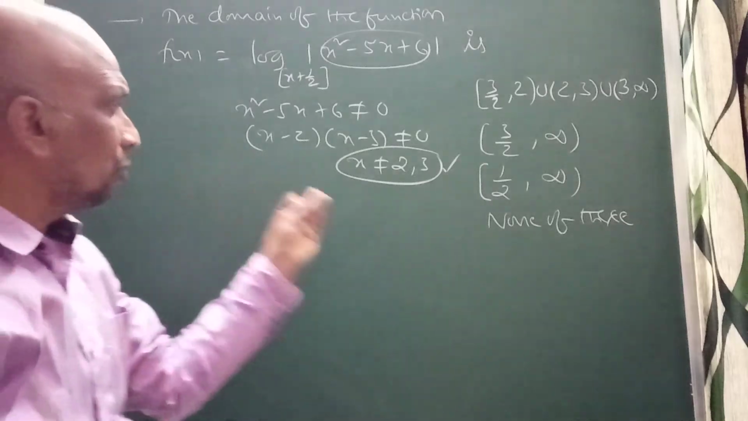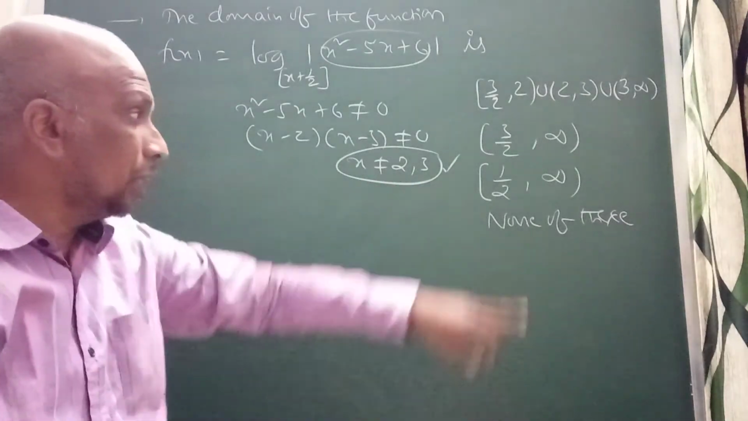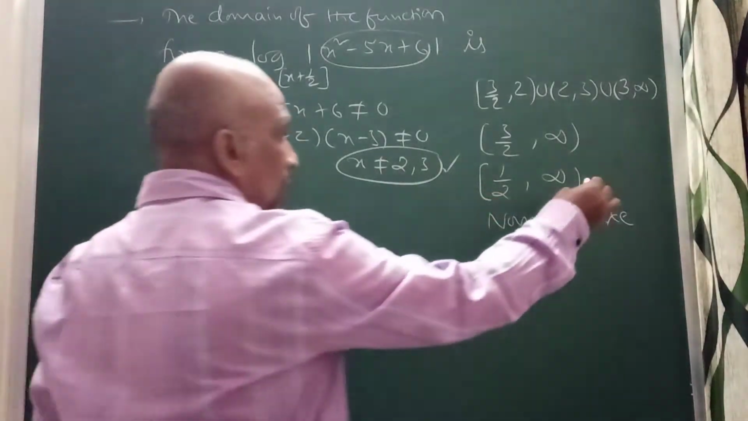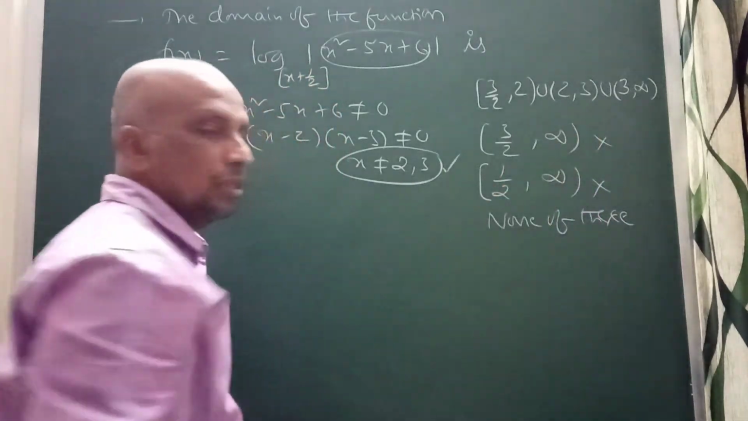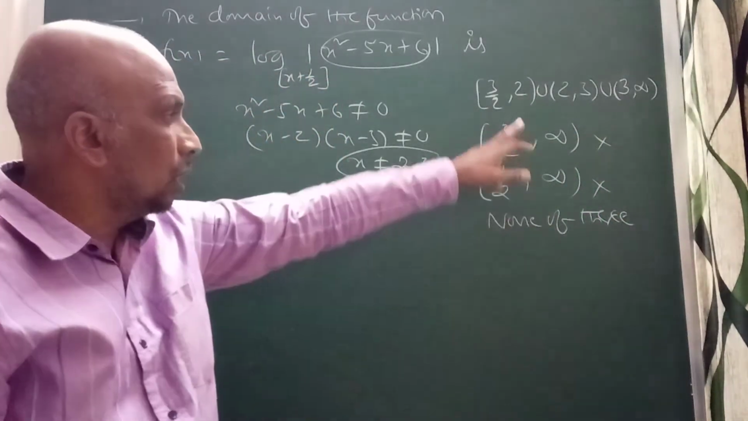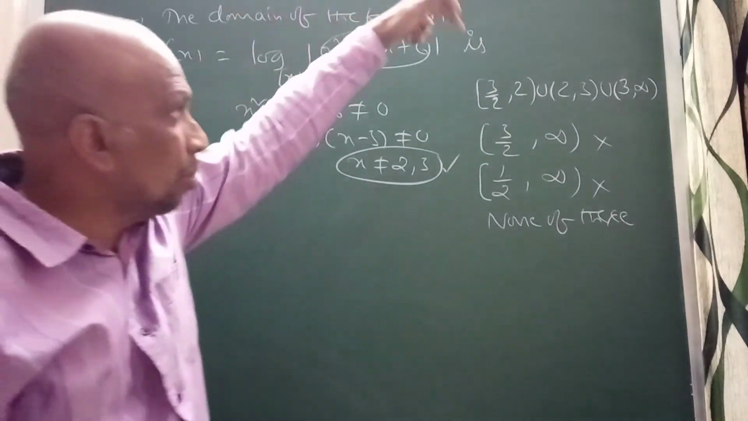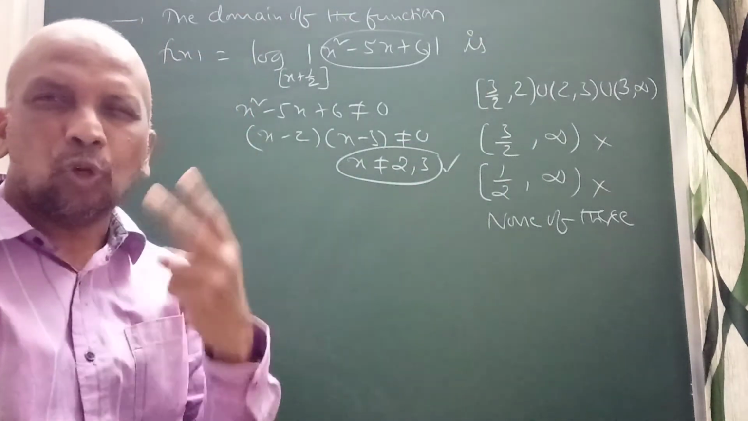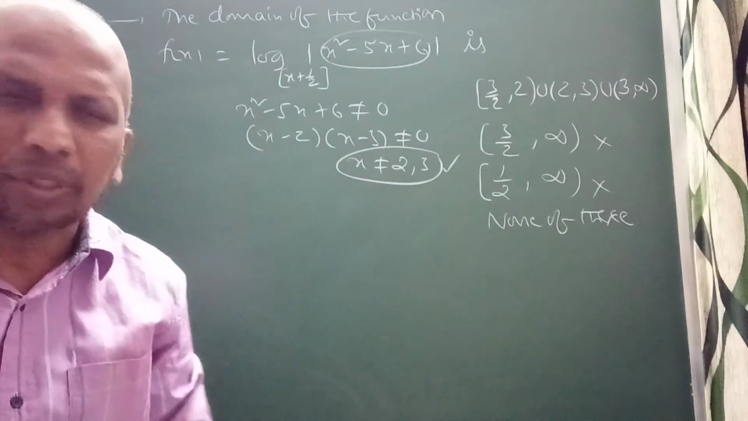Definitely 2 and 3 should not be there. Here 2 and 3 are included in some options, so I can eliminate those because x should not be 2, 3. The remaining options are this one or none of these. Two options are there, so I eliminated 50%, right?